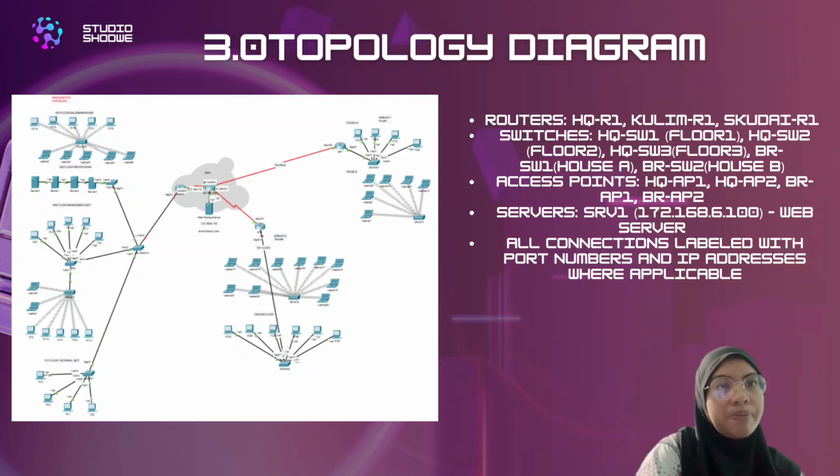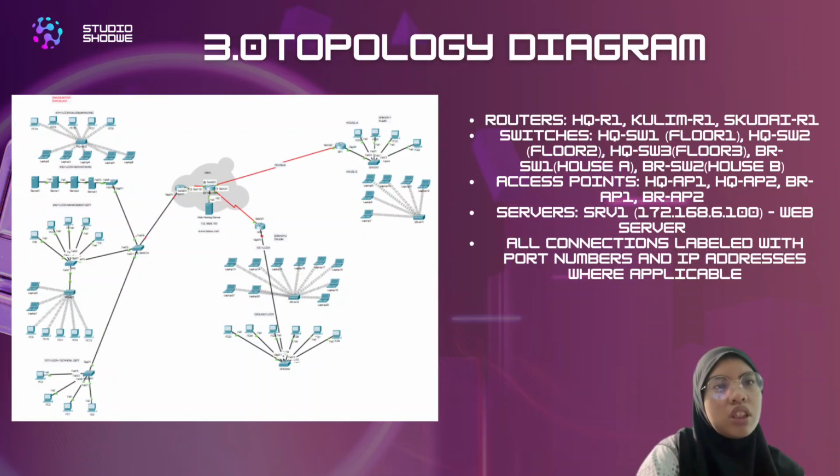Branch Kulim represents a remote office connected to the headquarters via the WAN. It has its own internal network but relies on the headquarters for centralized services such as DNS and web hosting. In Kulim, House A and House B are connected through a switch and access point. The Kulim branch router manages communication within the local network. It forwards traffic to headquarters and ensures the users in Kulim can access the servers.